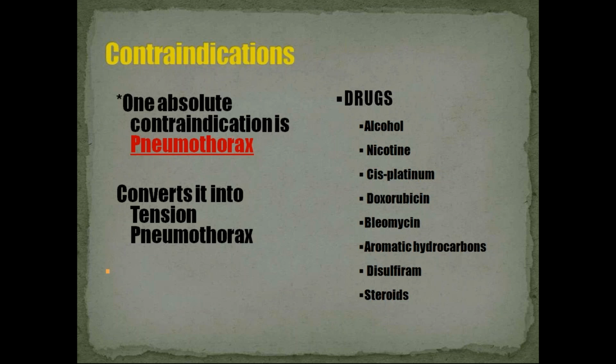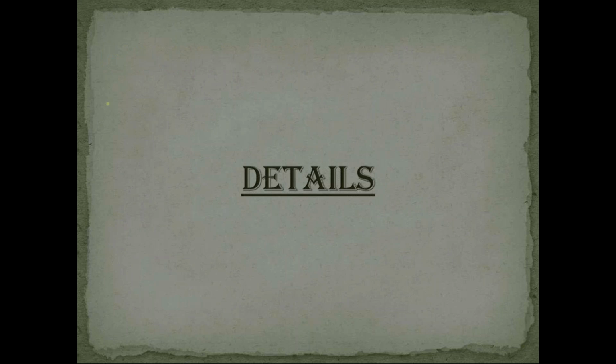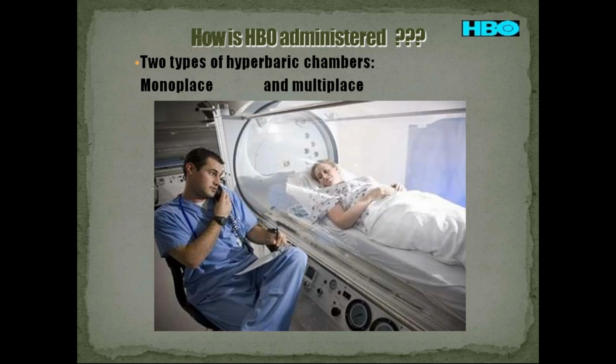Other contraindications are drugs like alcohol, nicotine, cisplatinum, doxorubicin, bleomycin, aromatic hydrocarbons, disulfiram, steroids. Claustrophobia, history of spontaneous pneumothorax, COPD, seizure disorders, upper respiratory tract infections, hypothermia, malignant tumors, acidosis, history of thoracic surgeries, pregnancy, hereditary spherocytosis, optic neuritis. Coming to the details of each one.